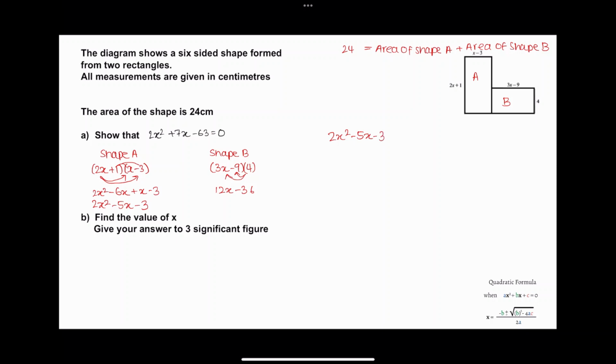Similarly, you can work out the area of shape B and find that it is 12x minus 36. All of this combined area is equal to 24, so equate the areas to 24 and then simplify your quadratic normally. You will result in 2x squared plus 7x minus 63, which is what you needed to prove initially.